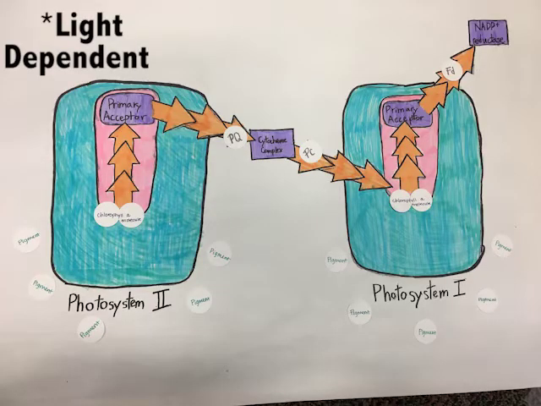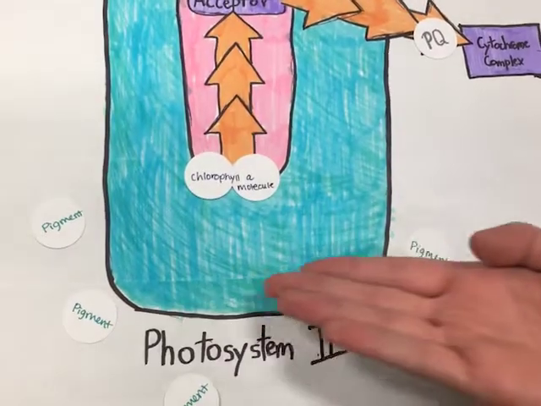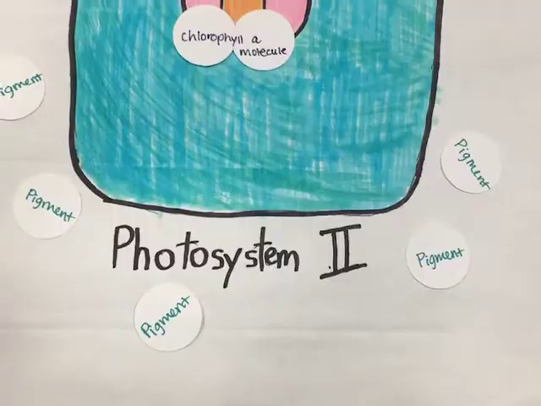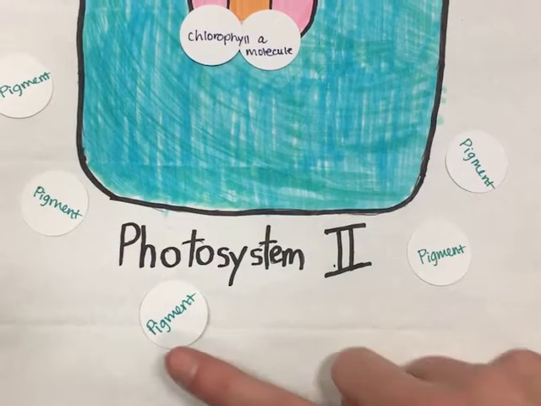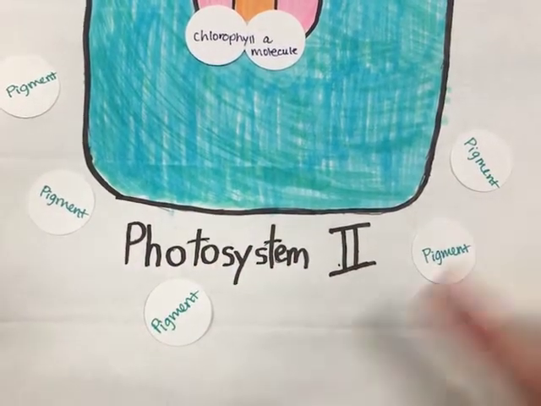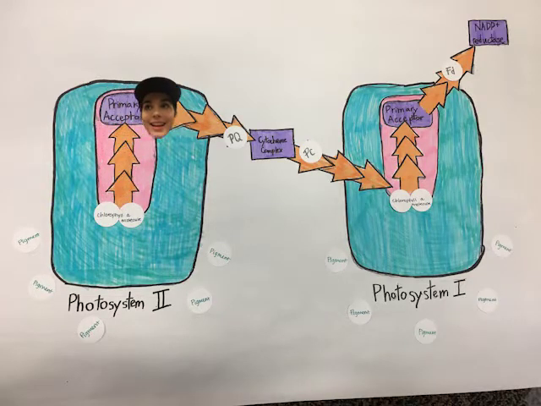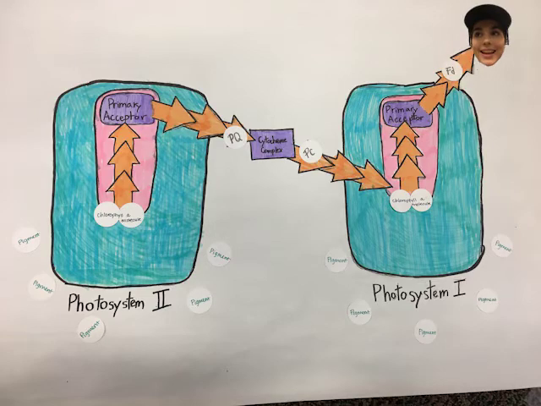Light-dependent reactions take place in photosystems within the lumen of the thylakoid. Pigments are organized in the lumen surrounding the photosystems. This reaction is a non-cyclical phosphorylation, also called an electron flow.